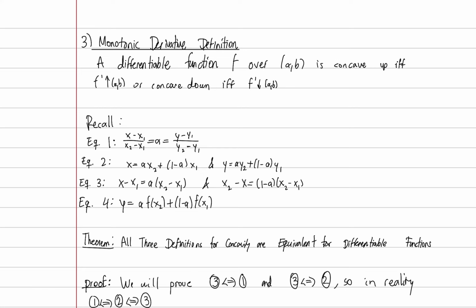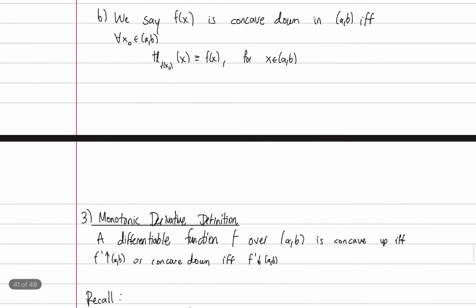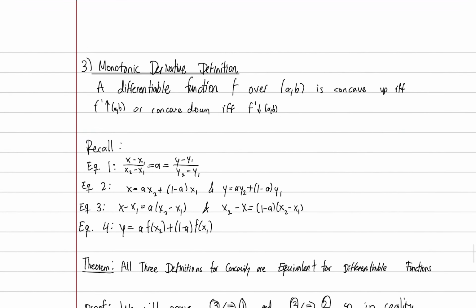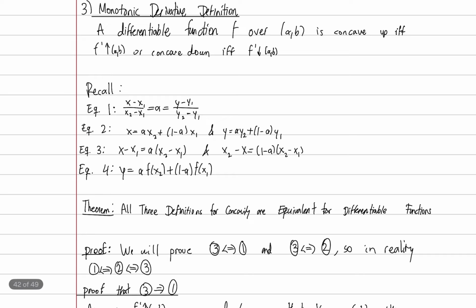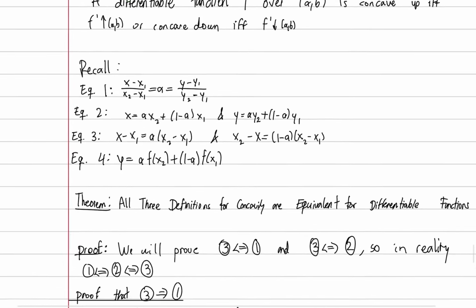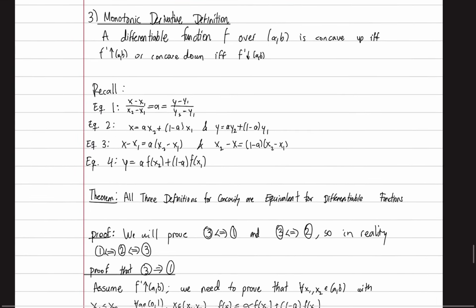Finally, the monotonicity of the derivative as well has to do with concavity. For a differentiable function f over (a, b), again, for this one it has to be differentiable. That's why 1 is the strongest condition. But for a differentiable function f over (a, b), it's concave up if and only if f prime is increasing, or it's concave down if and only if f prime is decreasing. This is the one you'll see the most in introductory calculus textbooks, calculus 1, calculus 2, and this is the one you're going to be using most of the time, but the first one is the strongest. So I'm going to rewrite all the equations we've used for parameterization and secant line.